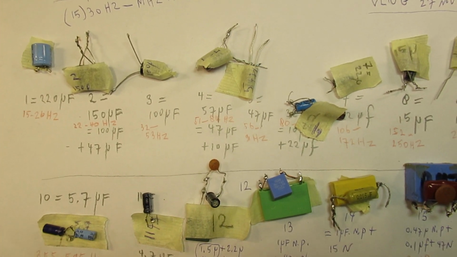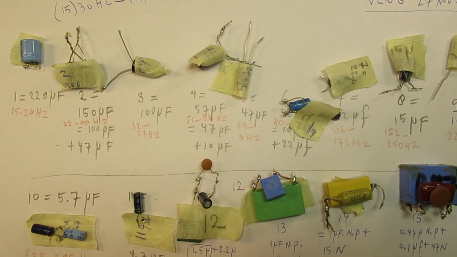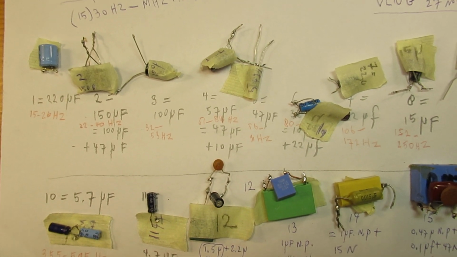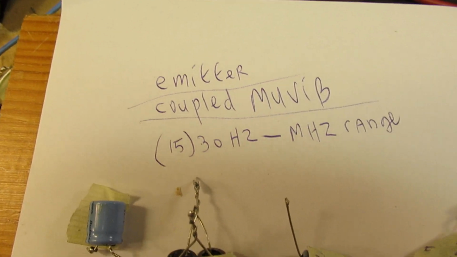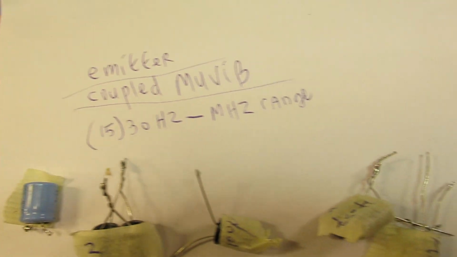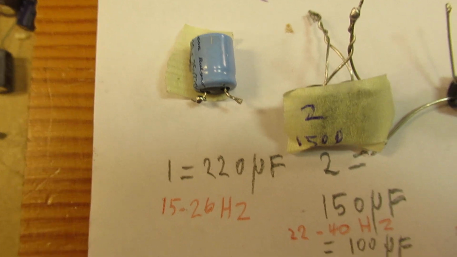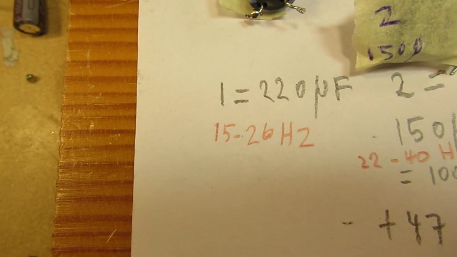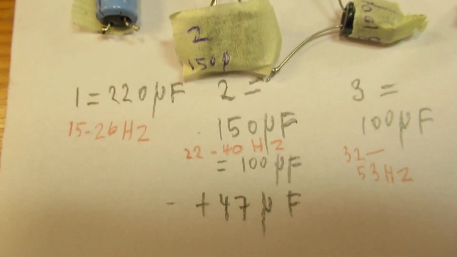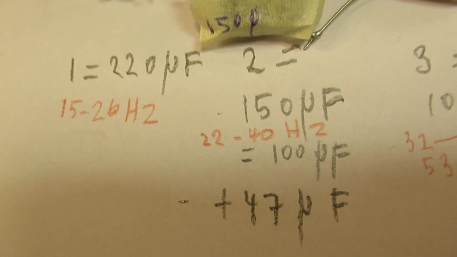And here are my test results. I hope it's visible from this distance. I cannot move it too much because otherwise it could be a mess, but let me pan over very quickly. It's the emitter-coupled multivibrator. It's now 27 November 2023. So when that capacitor is 220 microfarad, this is the frequency range. And when it is 150 microfarad, this is the frequency range, 22 up to 40 Hertz.